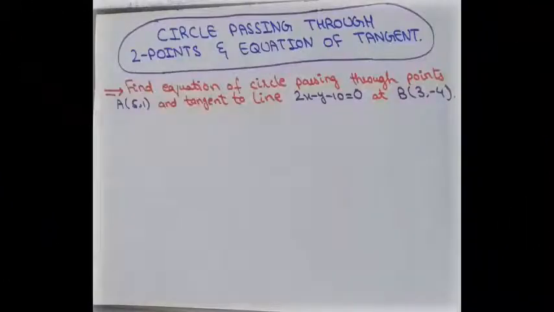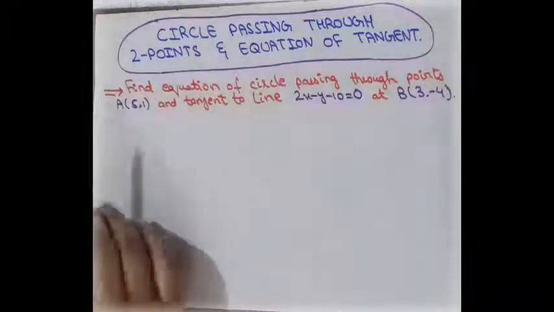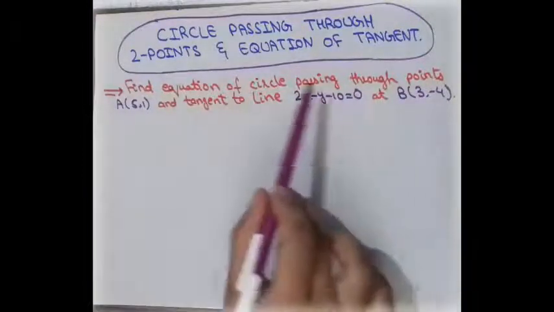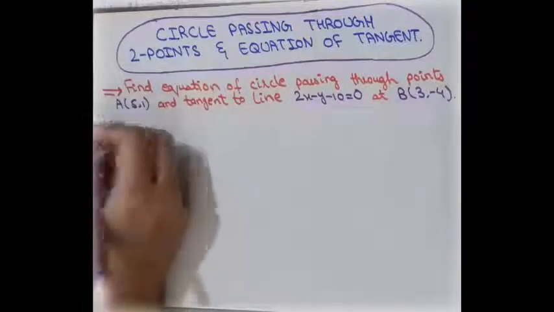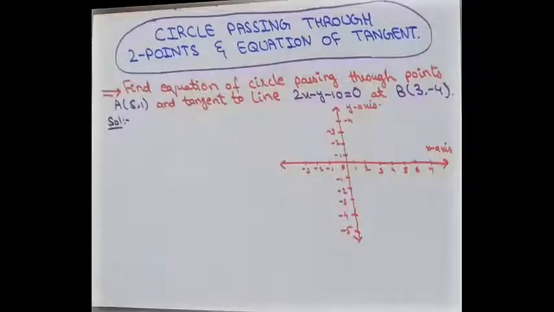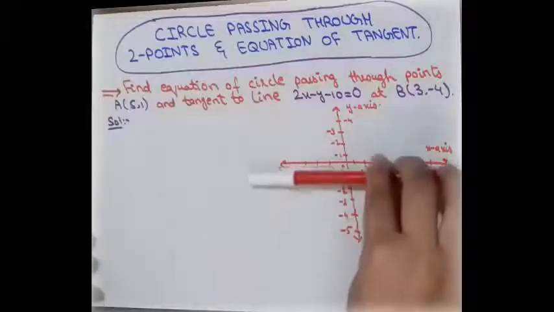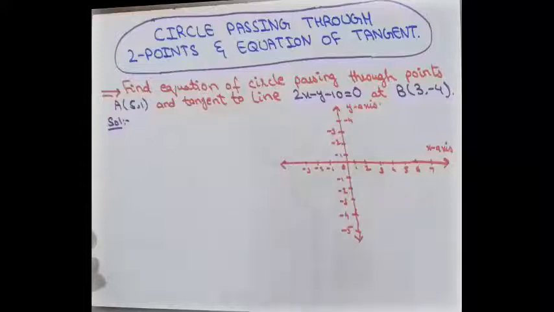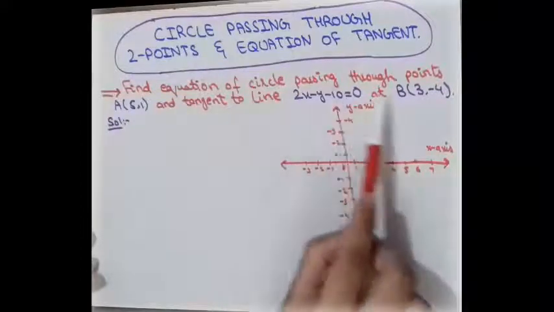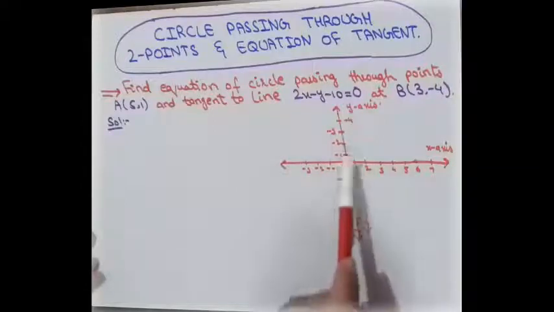So if we have to find the equation of a circle passing through points A and B, with a tangent line given at point B, let's start the solution. Here we plot the above information. This is the x-axis and this is the y-axis. This is the positive side of the x-axis and this is the negative side of the x-axis. In a similar way, this is the positive side of the y-axis and this is the negative side, and this is the origin.